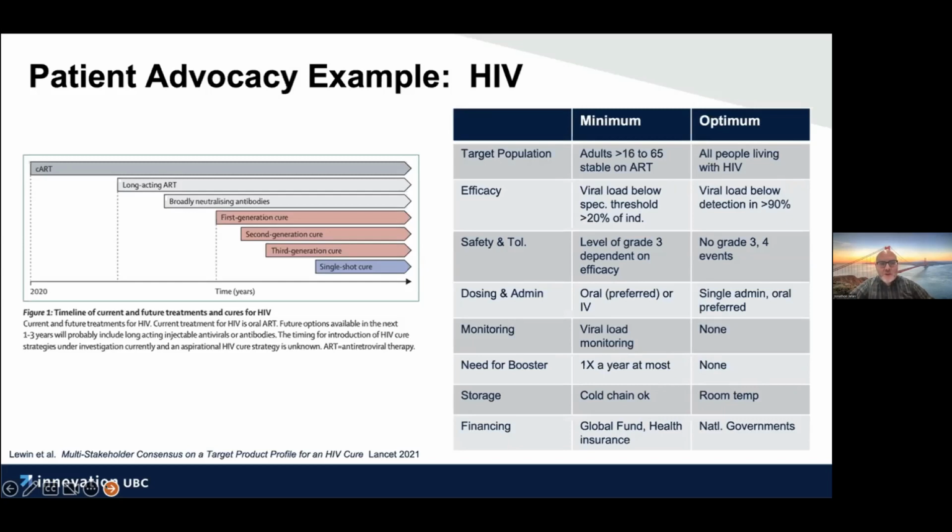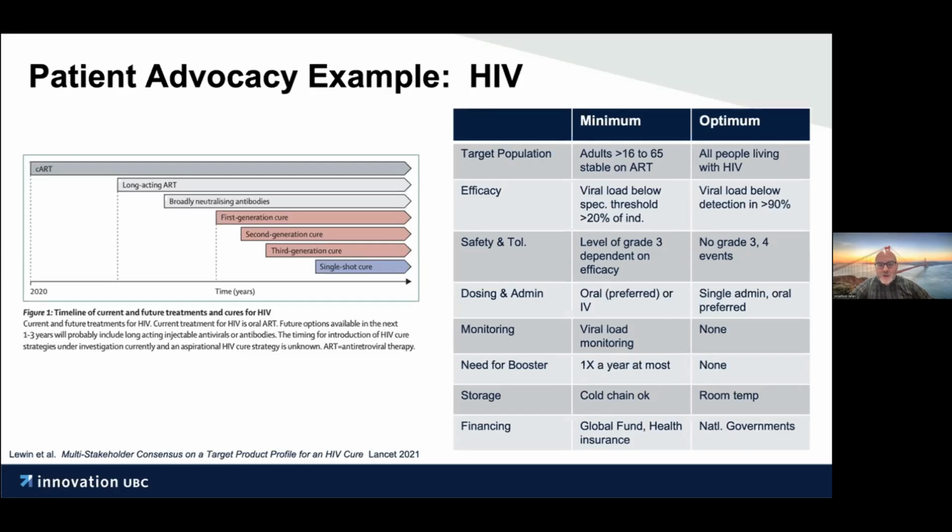But the ultimate goal is to have a single shot and a patient's actually cured, and they talk about what the efficacy looks like. So it's a viral load below the 20%. Safety and tolerability, super important. In grade 3, let me move this so I can actually see. There we go. So grade 3 events are pretty, they're bad, but grade 4 is quite challenging. A lot of patients will drop off if they have grade 4 events. The dosing, as I mentioned, oral is preferred, but IV would work for a single shot cure.